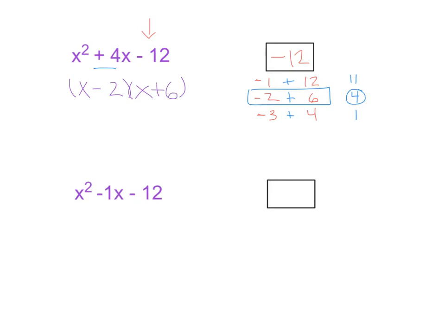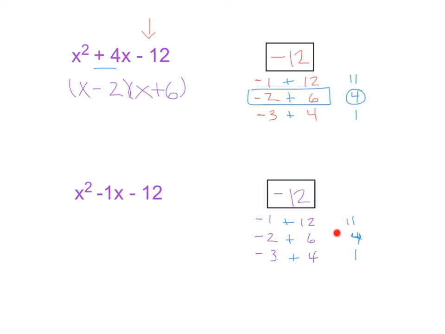The last one. I'm going to write a negative 12 in the box. 1 times 12 is 12, and one of them has to be negative. Notice it's the same C term, but we have a different middle term. 2 times 6 is 12, but one of them has to be negative. And 3 times 4 is 12, but one of them has to be negative. When I add them, I get 11, 4, and 1.